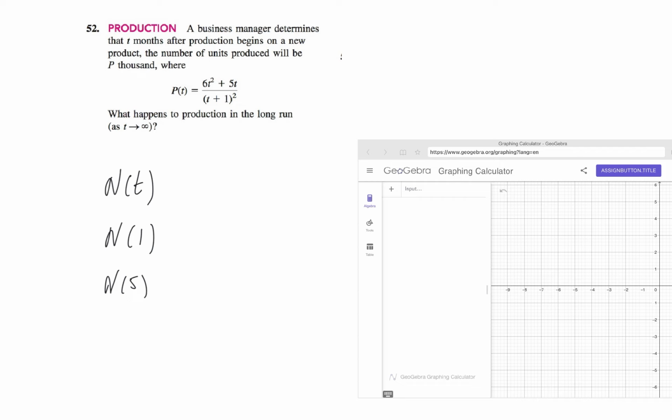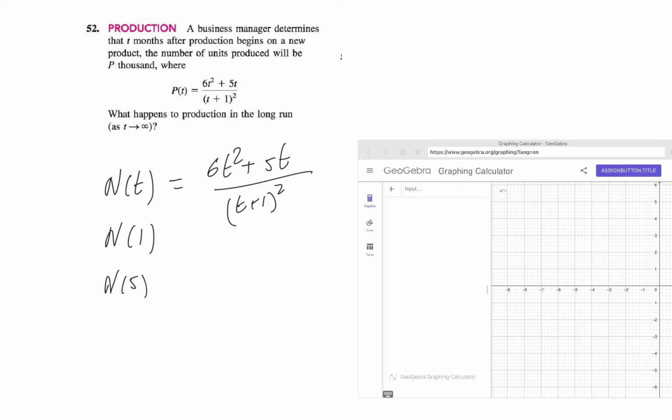So he predicts that the number of units produced after t months will be 6t squared plus 5t divided by (t plus 1) squared. And it says when t approaches infinity, what is the number of items that he will produce?